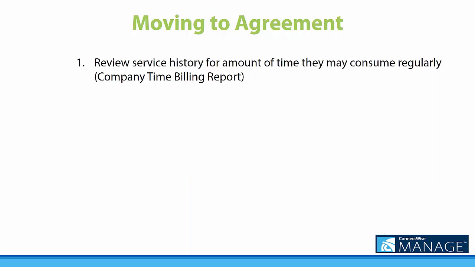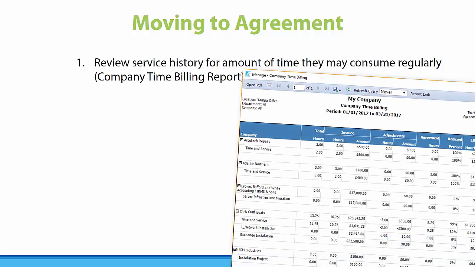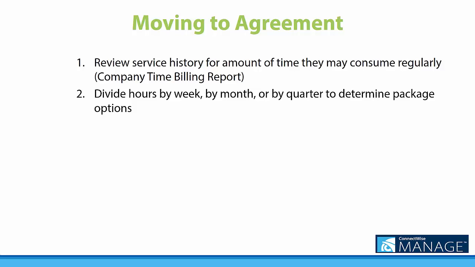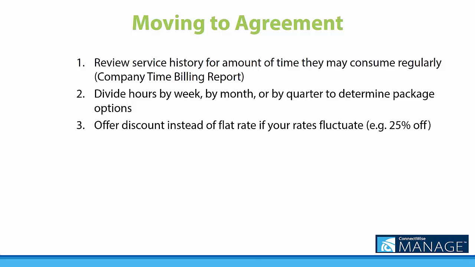Let's look at what you need to do to transition to agreements. Start by creating a service history report for each customer to see the amount of time they consume regularly. The company time billing report can show you this. Then divide the number of hours by the week, month, or quarter, and build an appropriate cost and invoice amount for that time frame. If your rates fluctuate by season, then instead of a flat rate, consider offering only a discount during the high season. For example, 25% off work done during those months.